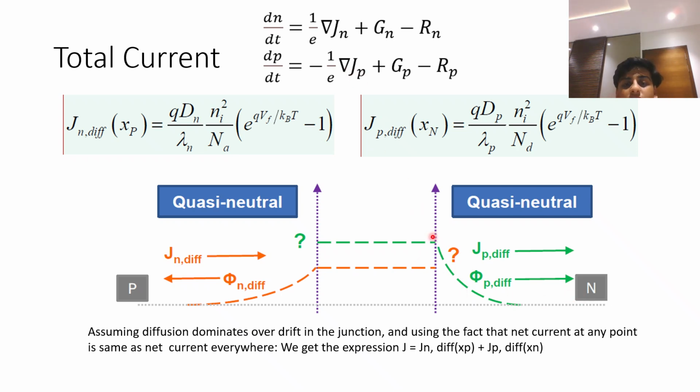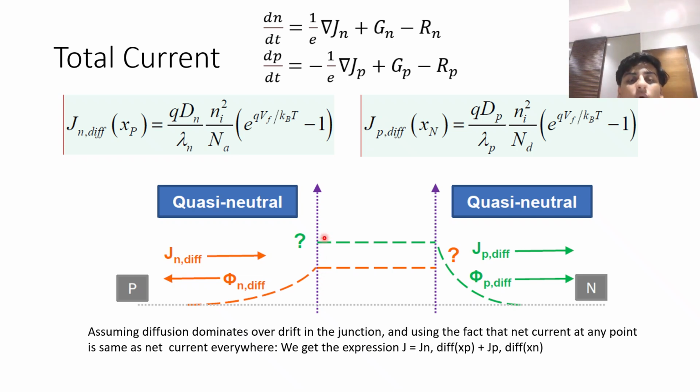But here, since diffusion dominates over drift, your Jp gradient being zero means that your diffusion current has to be constant, which means that your diffusion current of holes at xn is exactly the same as your diffusion current of holes at xp. So now you have the diffusion current of holes at xp, and you have the diffusion current of electrons at xp. At xp the drift is negligible compared to the diffusion, so the net current at xp is just the sum of the diffusion of electrons and the diffusion of holes.